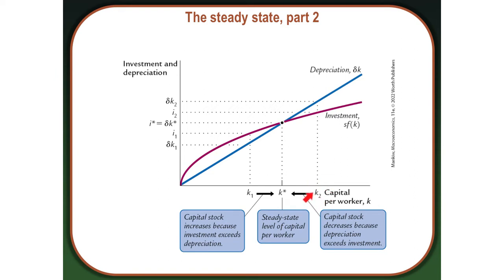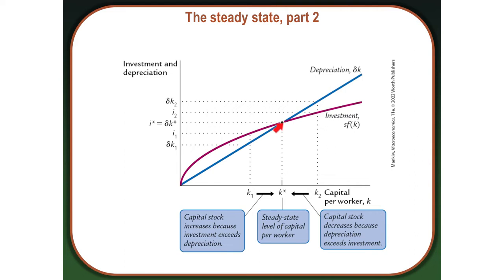Similarly, at a value like K2 that is greater than the steady state value, we can see that depreciation, the blue line, is greater than investment, the red line. So we have more wearing out than we're putting into new capital. Ultimately, the capital stock is going to decrease if we're at a place like K2, and that's going to be true throughout this entire region until we get to the point again where they just balance. So we would call the capital per worker that brings these two forces into equilibrium K star.